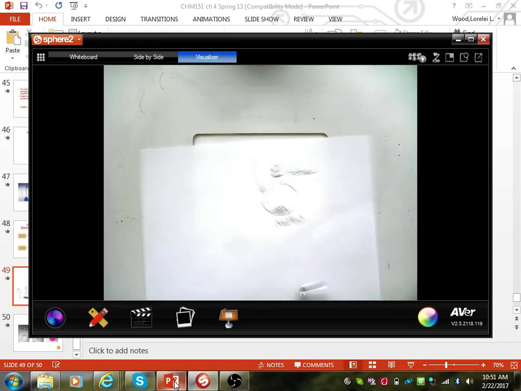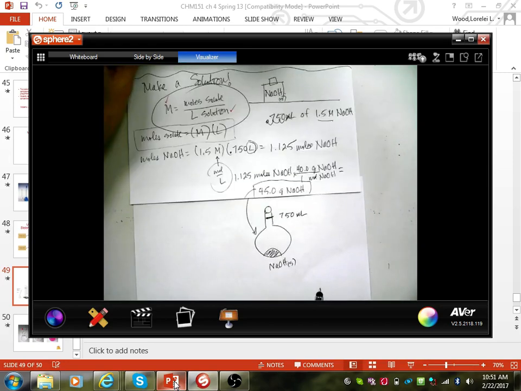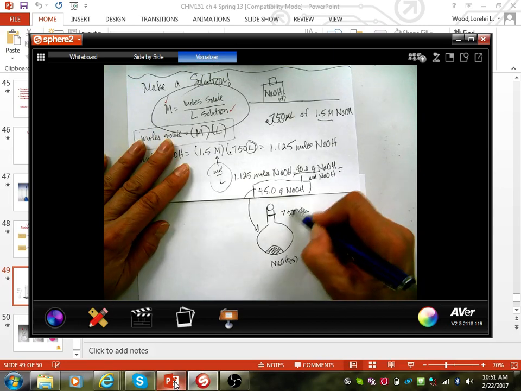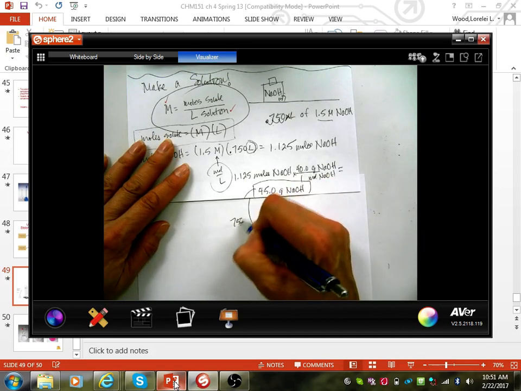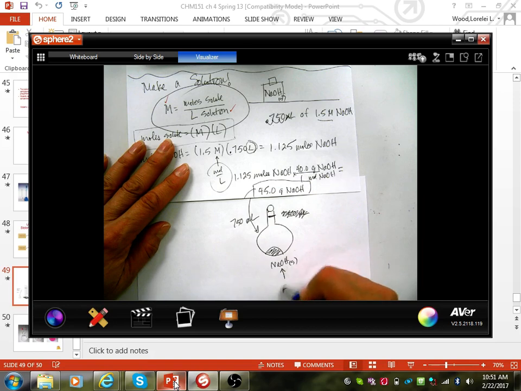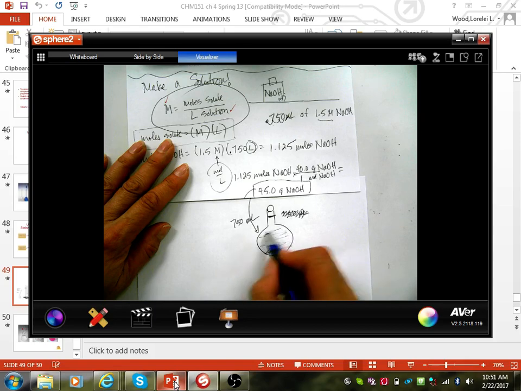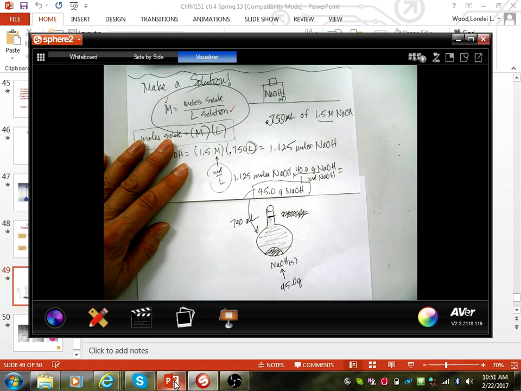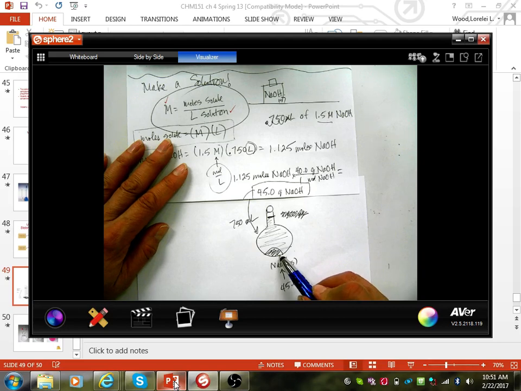So if I start with my flask that says 750 milliliters there, there's my NaOH, which is 45.0 grams. I'm going to add enough water to equal what total volume? 750 mils. That doesn't mean you're going to add 750 mils of water. It's probably some amount less than 750, right? Because this 45 grams of sodium hydroxide is a pretty good pile of stuff, and that's going to take up some volume too. So you add enough water.